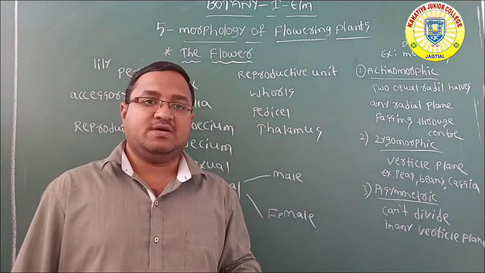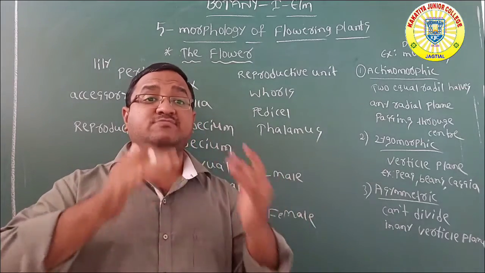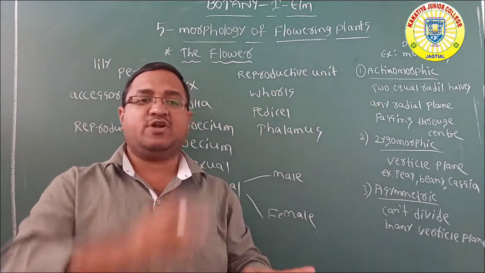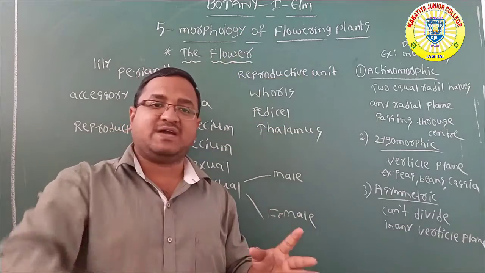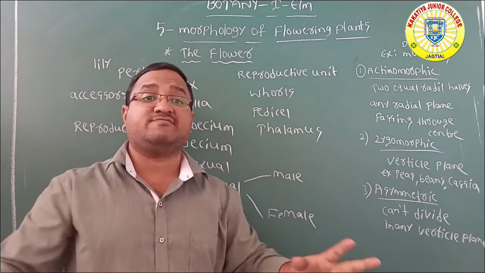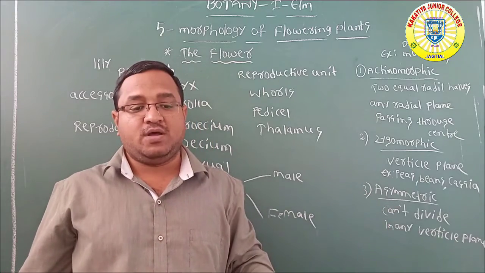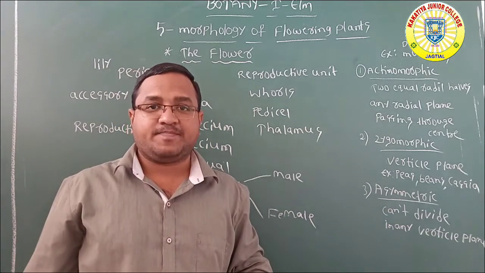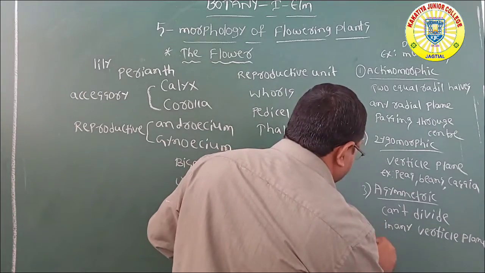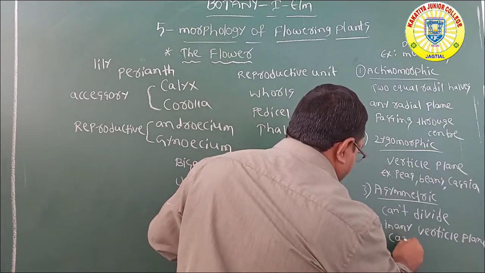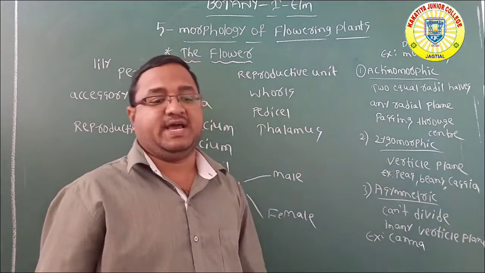There is no symmetry in the flower. That's why it is unable to be divided into two equal halves in any vertical plane, not only one particular plane. Through any vertical plane we can't divide the flower into two equal halves. So that type of flower is called asymmetric. The best example is Canna indica, one type of lotus.